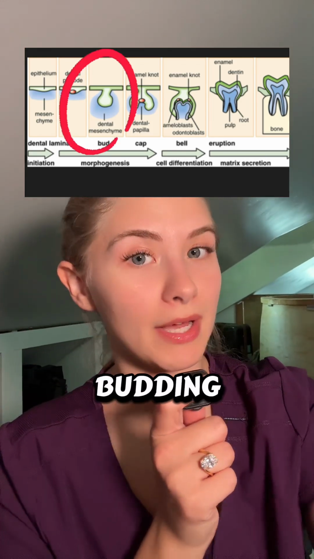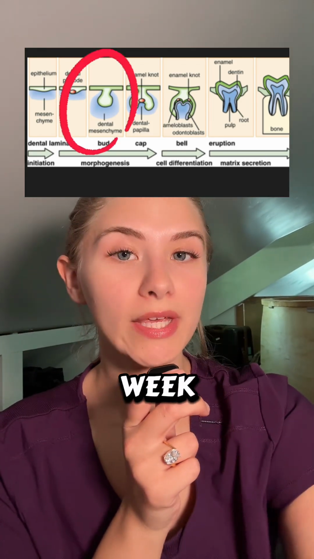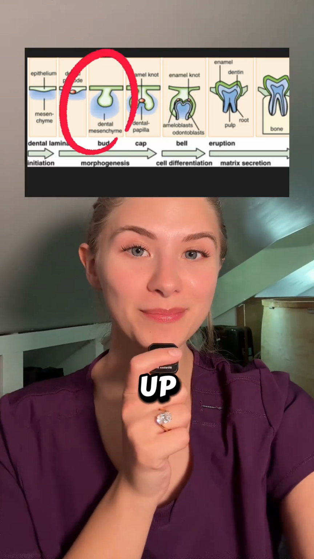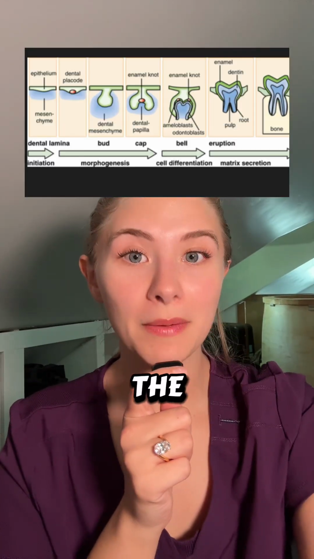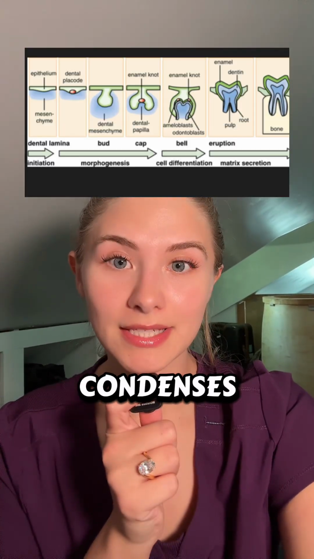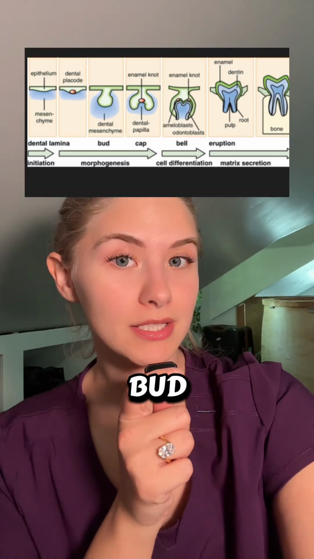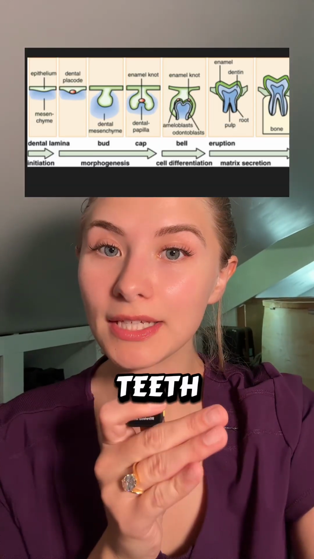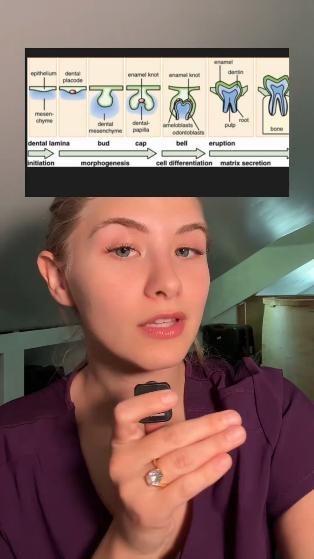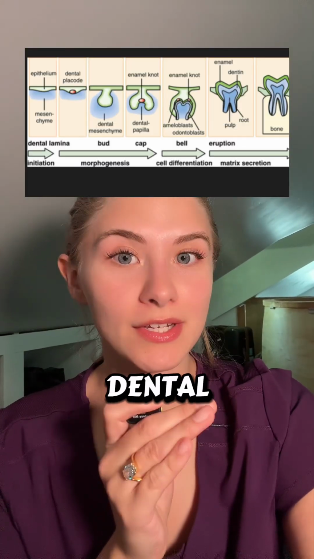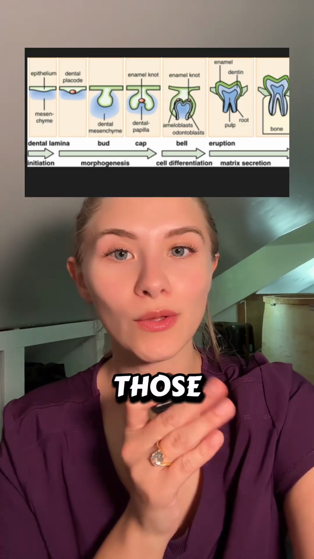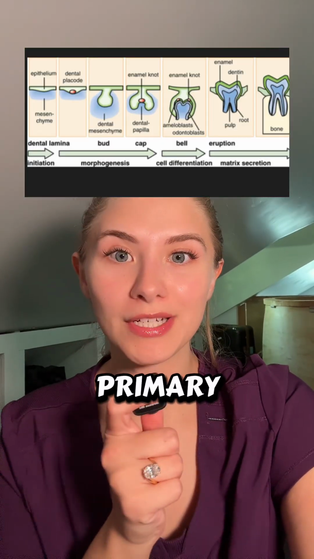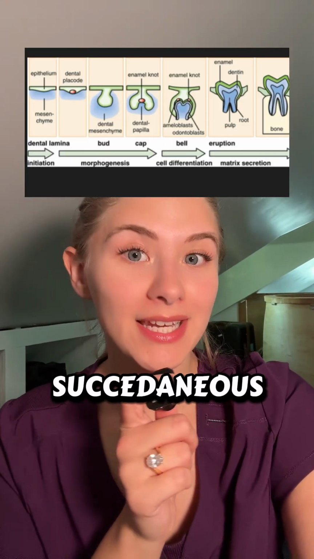Stage 2, the budding stage. This is week 8. Think buddy up, find your buddy, like you're in 2nd grade or something. This is where the mesenchyme condenses to form the early tooth bud. Little fact, all primary teeth and the adult molars come from the dental lamina. So your permanent incisors, canines, and premolars develop from the primary teeth that are reabsorbed. Those are your succedaneous teeth.